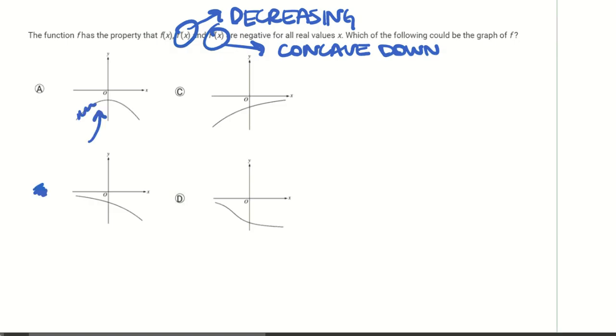This one's concave down, but over here it's increasing, so that's just not going to have a negative slope at all times. Okay, this one is decreasing always, but it's kind of like smiling. Oh, whoops, I put the wrong eyes. Put the happy eyes there. It's smiling over here, but we said it needed to be concave down.